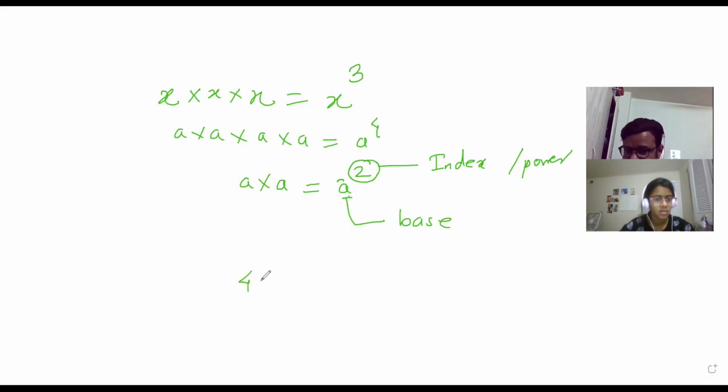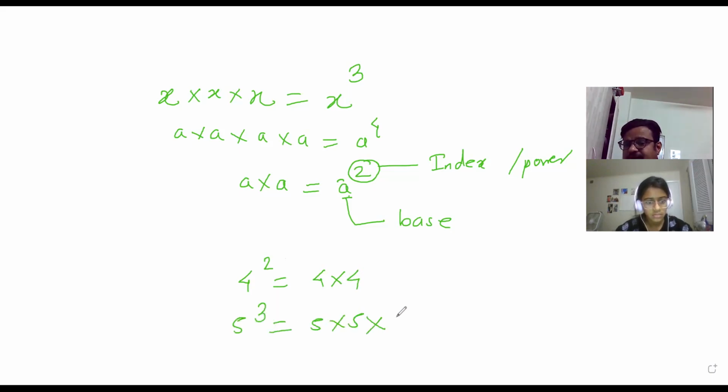Suppose 4 raised to 2 is there. It means 4 into 4, 4's 2 times multiplication. If 5 raised to 3 is there, it means 5's 3 times multiplication. If 6 raised to 4 is there, that means 6 is multiplied 4 times. This 4 indicates that you have to multiply this 6 how many times? 4 times. This is power or index, and this is base.